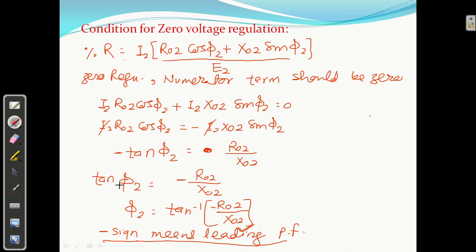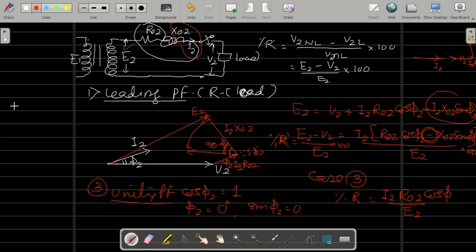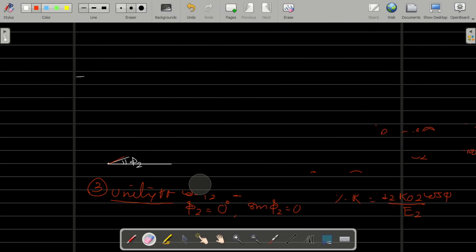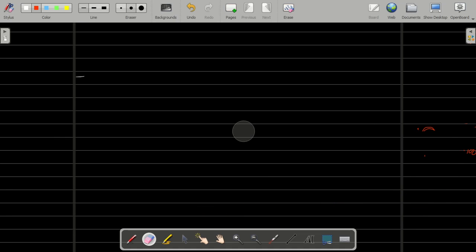That is a condition. What is the value of the power factor? Tan inverse R02 upon X02. So the power factor should be leading; the angle will be negative, and negative means leading power factor, right? So that is a condition. I'm going to draw one more thing for you: if you draw regulation versus power factor, what kind of graph will come. Let me try it.